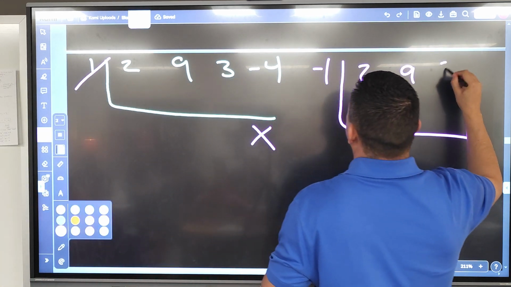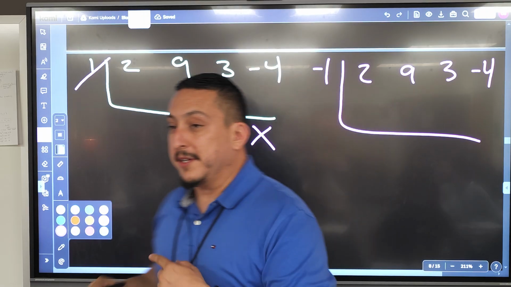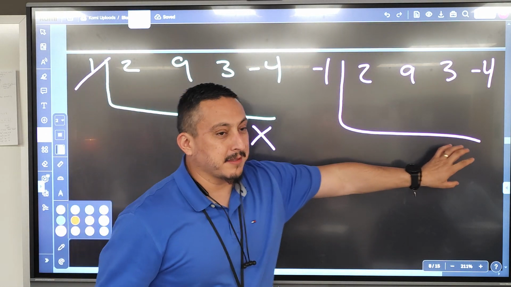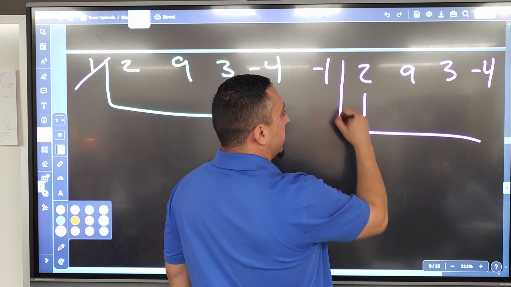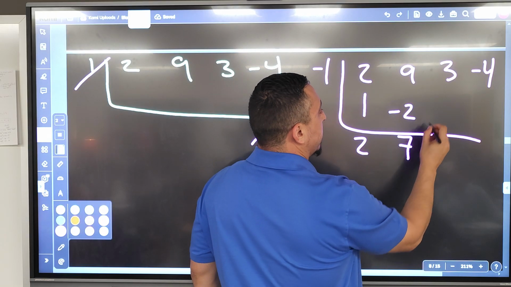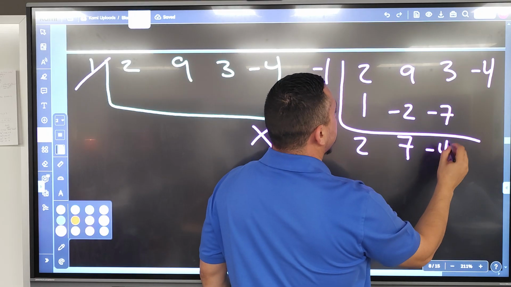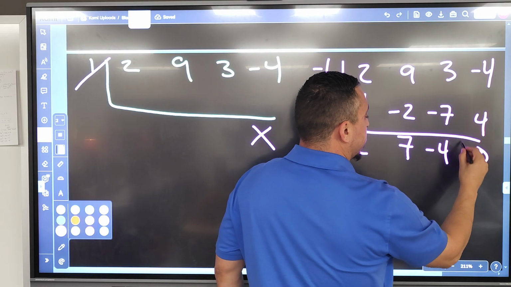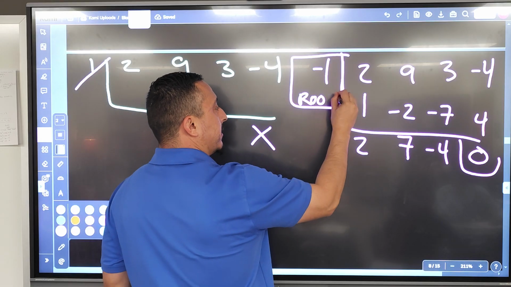Yeah, okay. I'm going to do it, not because I don't trust you, but because I need these numbers on the bottom. Okay, so 2, negative 2, 7, negative 7, 4, negative 4, negative, positive, 0. Y'all are absolutely right. Okay, root.